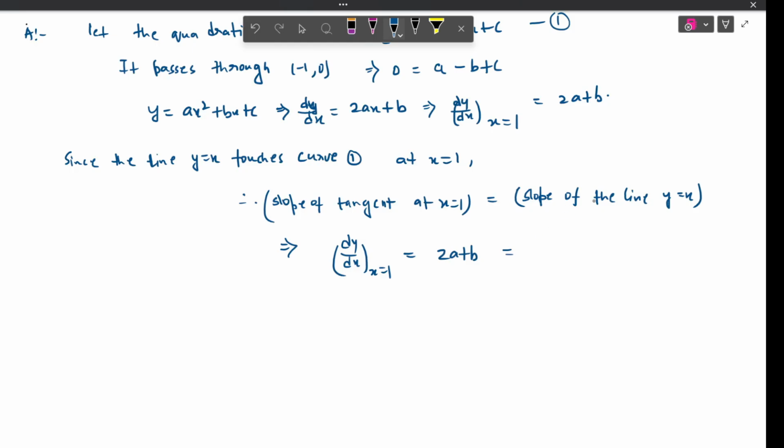This should be equals to slope of line y equals to x. So what is the slope of line? That is 1. Okay, this is in the form y equals to mx plus c. Here c is 0 and m is 1. That's how y equals to x is passing through origin. That means slope is 1. So 2a plus b equals to 1. So we have another equation. Let us say we have this equation 2, and this is equation number 3.